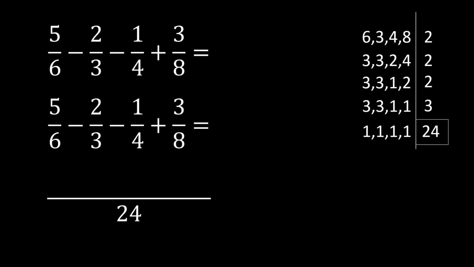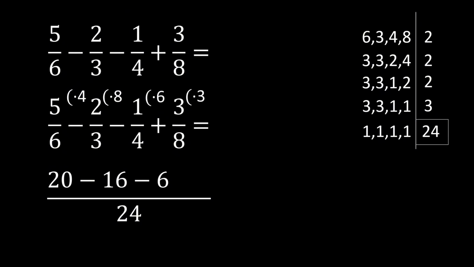6 times 4 gives 24, and 5 times 4 is 20. 3 times 8 gives 24, and 2 times 8 is 16. 4 times 6 gives 24, and 1 times 6 is 6. 8 times 3 gives 24, and 3 times 3 is 9.